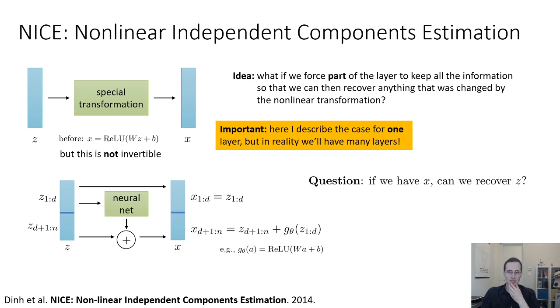So my claim is that this is invertible. So here's a question for you. If you have x, can you recover z? If so, then this layer is invertible, which means that you can compose multiple such layers to form a normalizing flow model.